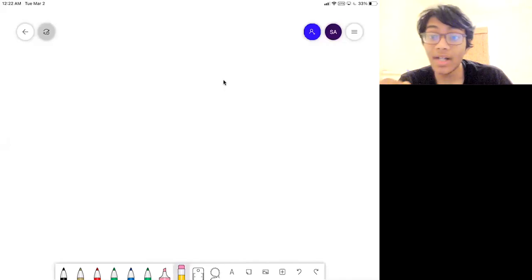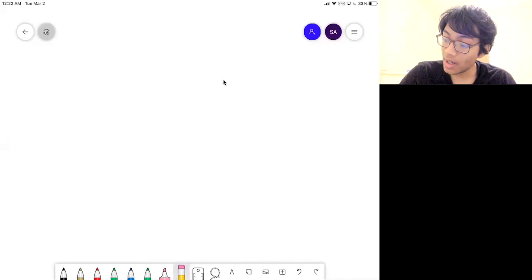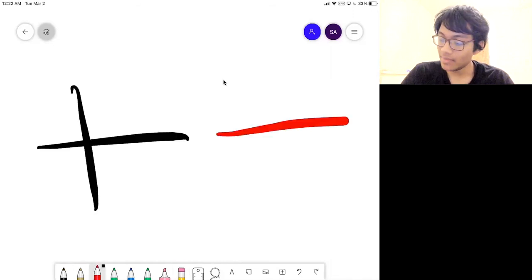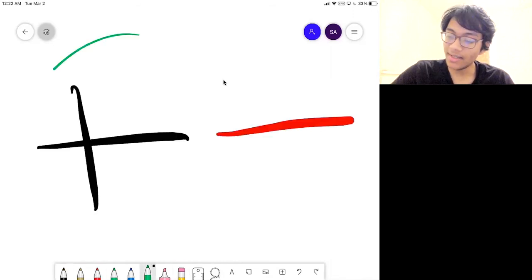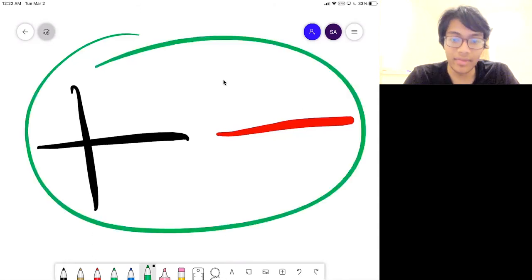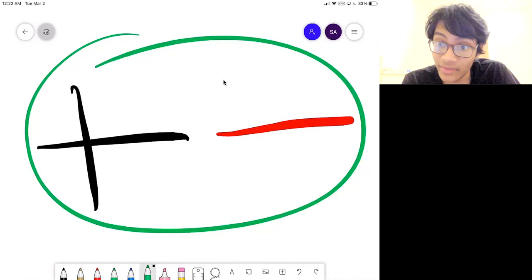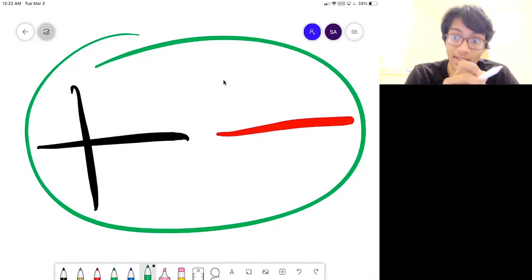Hello, folks. So today I want to talk about not just positive, not just negative numbers, but how do you combine these two? How do you add positive and negative numbers? That's what we're going to be talking about today. It can be really confusing, can be really tricky, but I'll get you right through it.